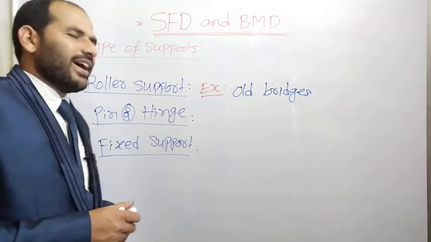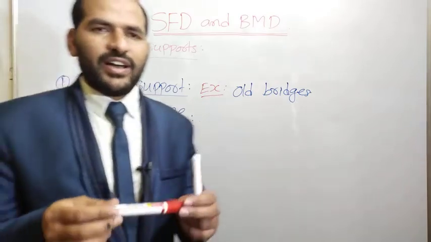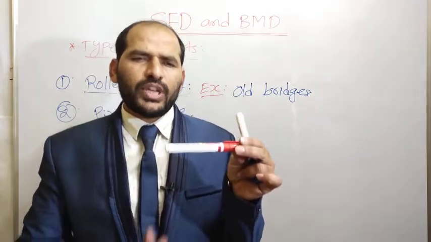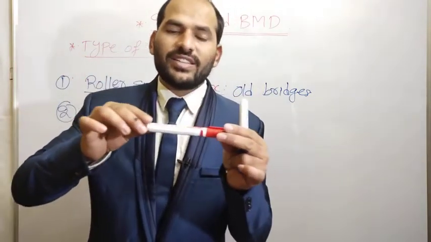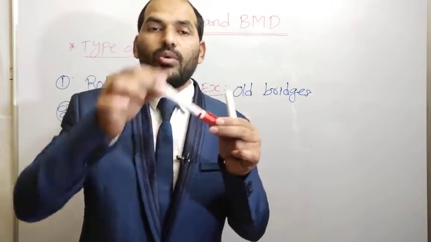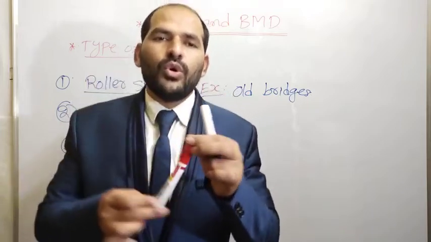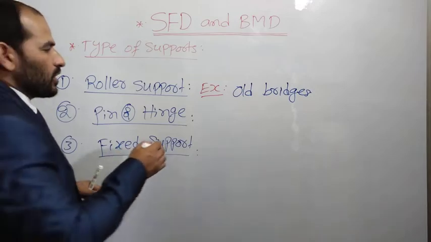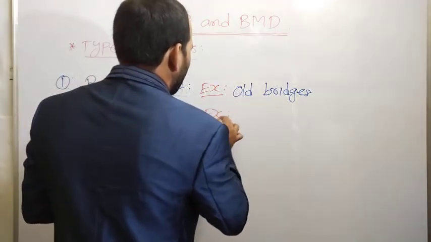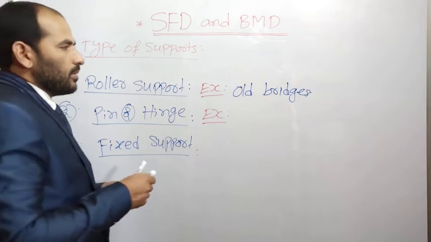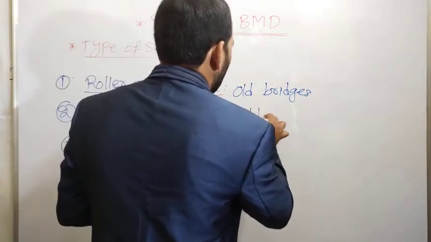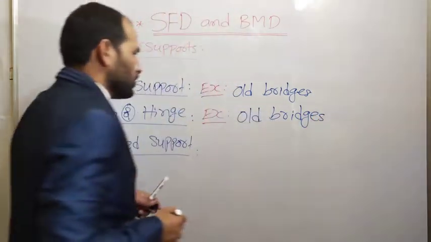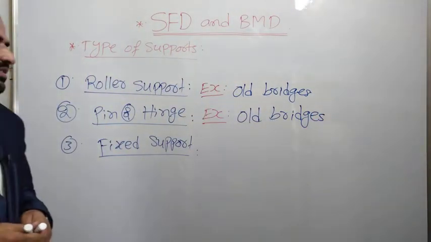Next one is the pin or hinge support. This is one member. In this member, a vertical reaction and a horizontal reaction develop, but there is no chance of movement because it is free to rotate. That's why it is the pin or hinge support. An example of the pin or hinge support is an old bridge.